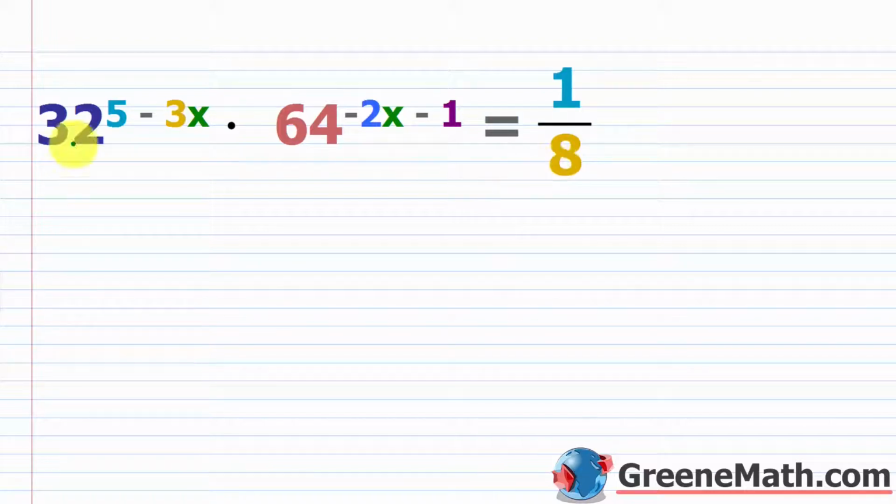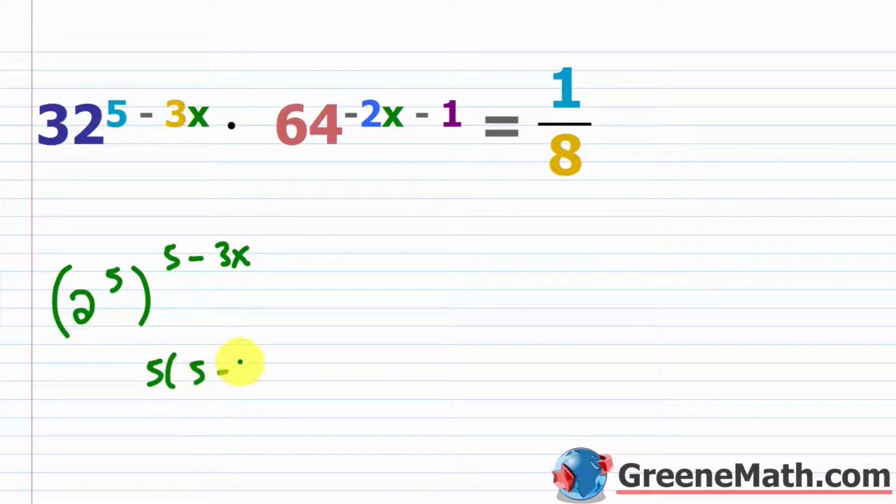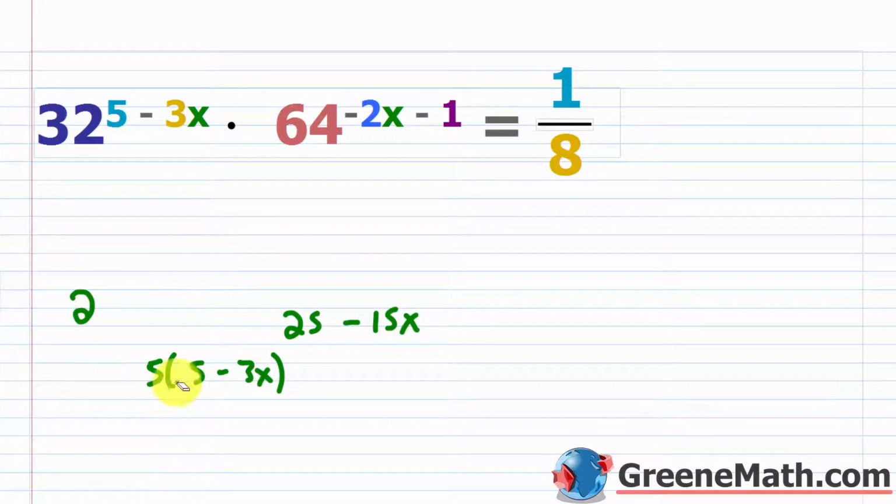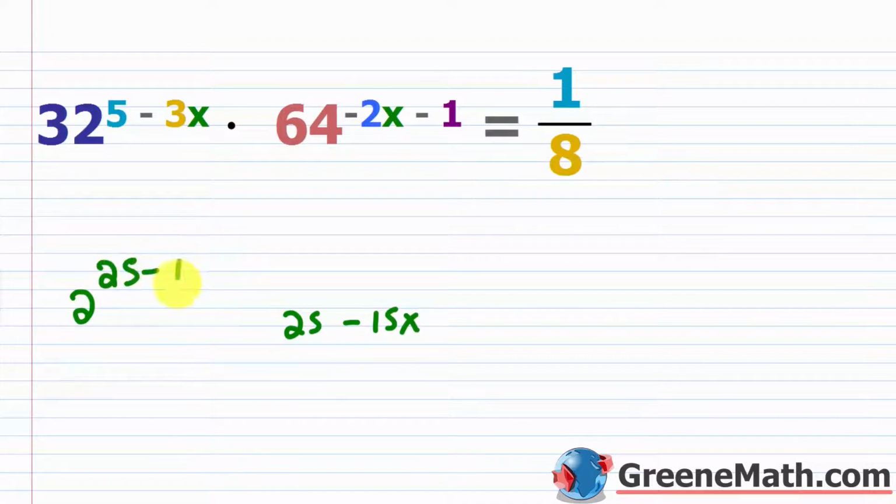So if I just start with this 32 and say this is 2 to the 5th power, then raised to this 5 minus 3x. Let's just go ahead and crank this out real quick. Again, power to power rule, this is going to get multiplied by each one of these. So remember, to do this, you would multiply with this guy in parentheses. So 5 times 5 is 25, and then 5 times negative 3x is minus 15x. So I'm just going to erase all of this and use this as my exponent. So 25 minus 15x.